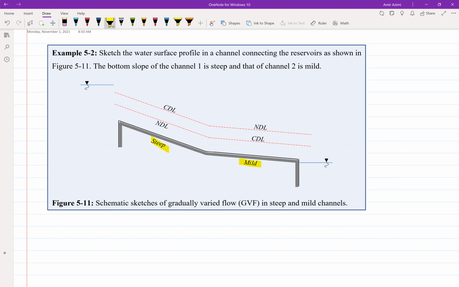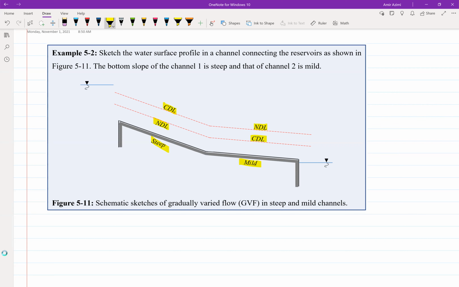Even without this notification, we would be able to identify the channel classification by looking at the critical depth line versus normal depth line. So here, the normal depth line is below the critical depth line. So the channel is steep and the flow is supercritical. Whereas in the second portion of the channel, the critical depth line is below the normal depth line. Therefore, the channel is mild and the flow is subcritical.